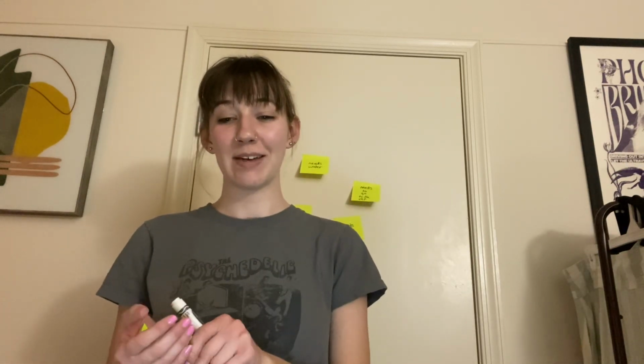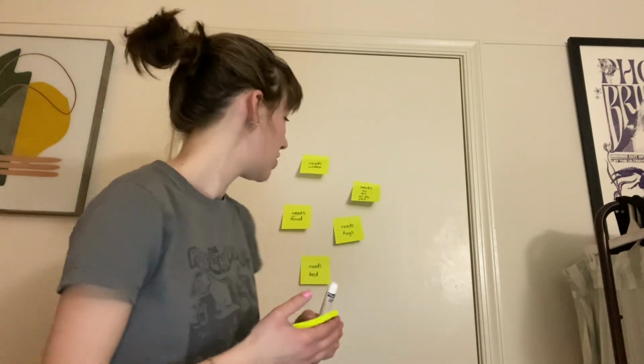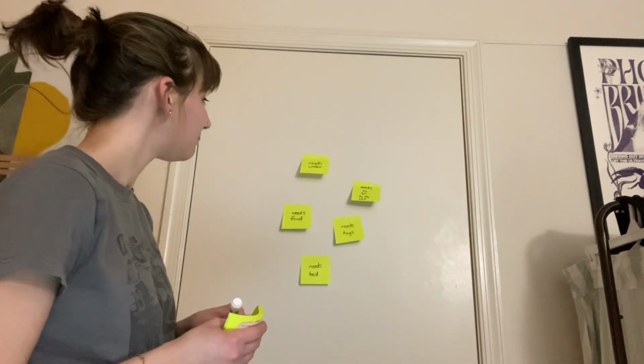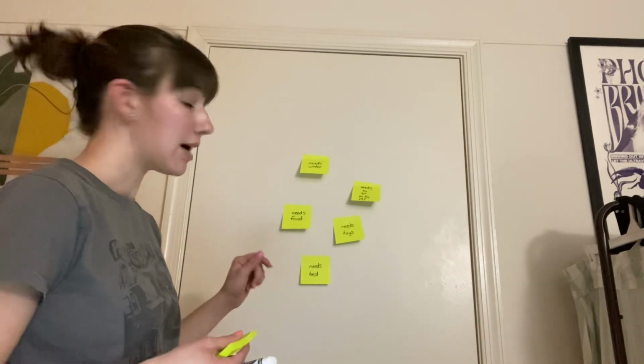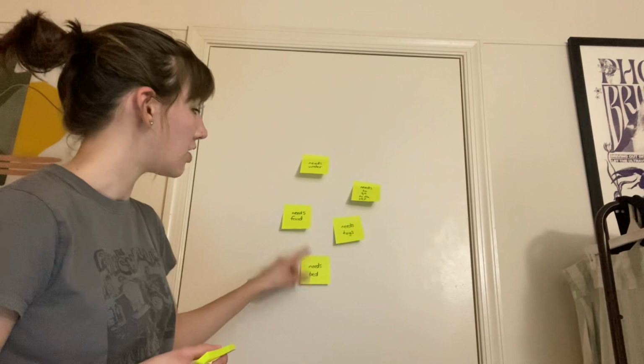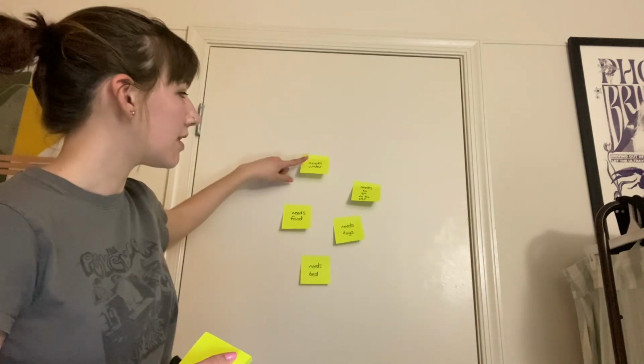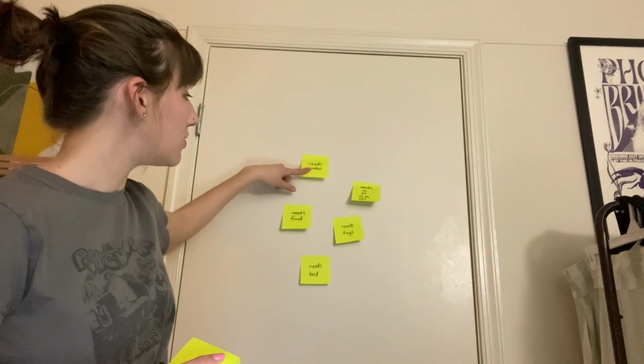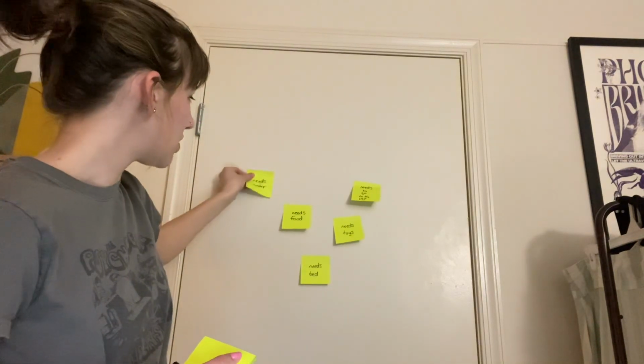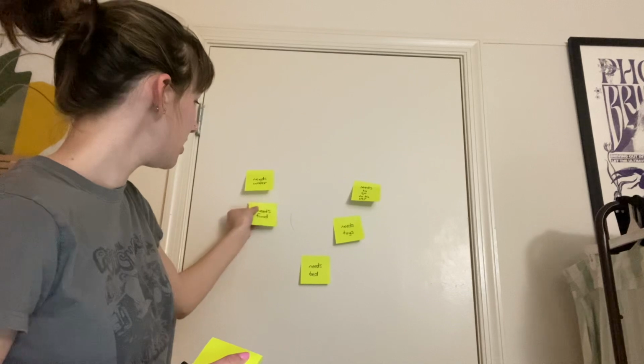All right, so now I'm going to organize these by categories in a way that makes sense to me. So, let's look at which ideas are similar to each other. That's kind of how I make the categories. So I think the most obvious one is needs water and needs food. So I'll put that together.